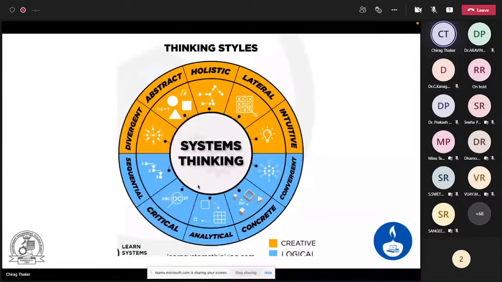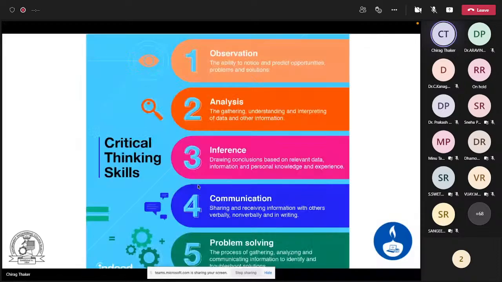So, these are various thinking styles. One is holistic thinking. People who are at the helm of the affairs have holistic thinking. Lateral thinking is all about thinking out of the box. Intuitive thinking, the eureka moments. Convergent thinking, I already discussed what is divergent thinking and what is convergent thinking. Analytical approach, solving puzzles and all this. Critical approach. So, critical thinking skills: observation, analysis, inference, communication, and problem solving.